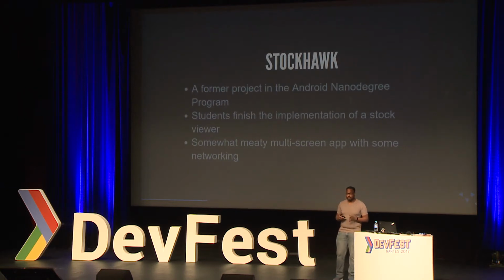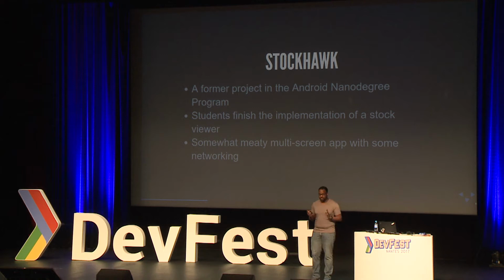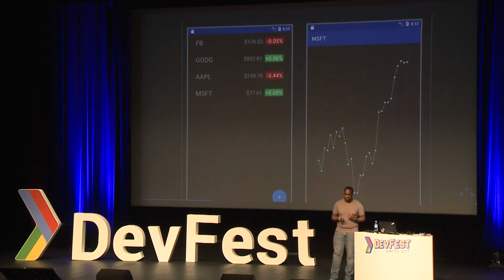The project that we're going to be looking at is called Stockhawk. It's a former project in the Android NanoDegree program, shameless plug. And what students had to do is finish an implementation of a stock viewer. And it's a couple of screens, so it's not your hello world with Kotlin. You have to think about different concerns about how to get data and things like that. The app looks like this.